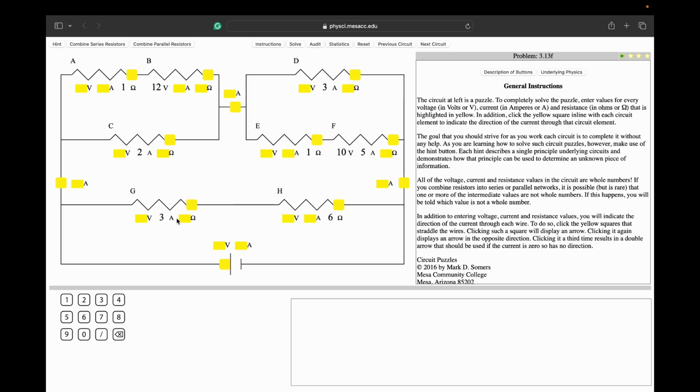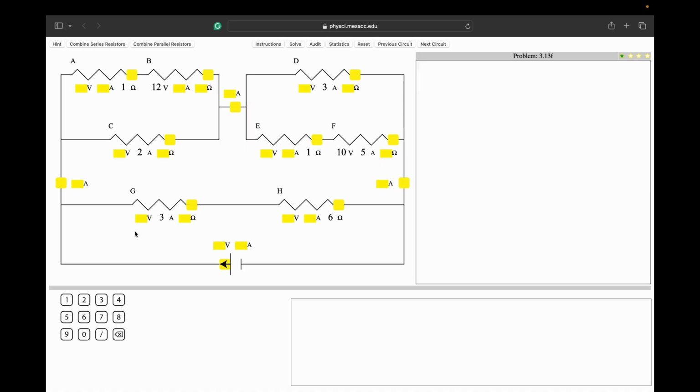So let's first fill in all of the directionals, since we know the direction in which current is flowing, out of the positive side into the negative side. So let's fill all of that in. And now let's try to fill in some of the easy stuff.